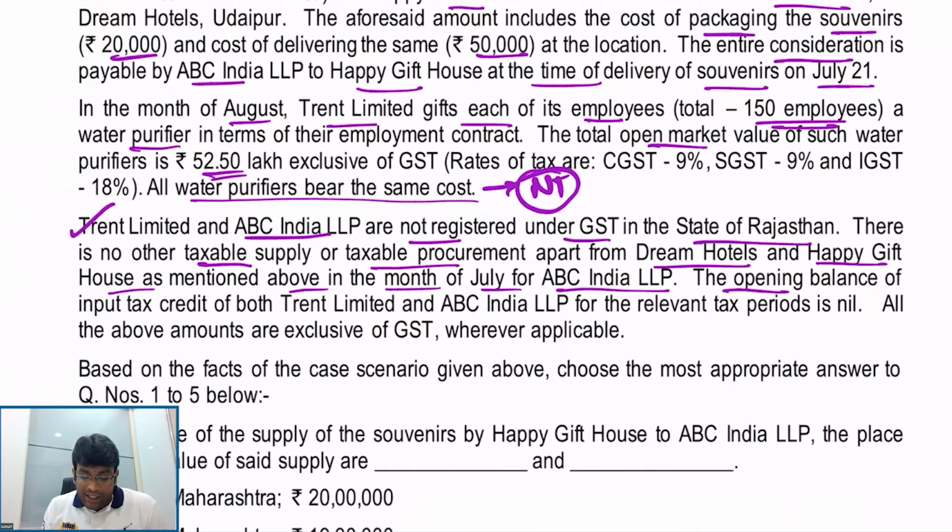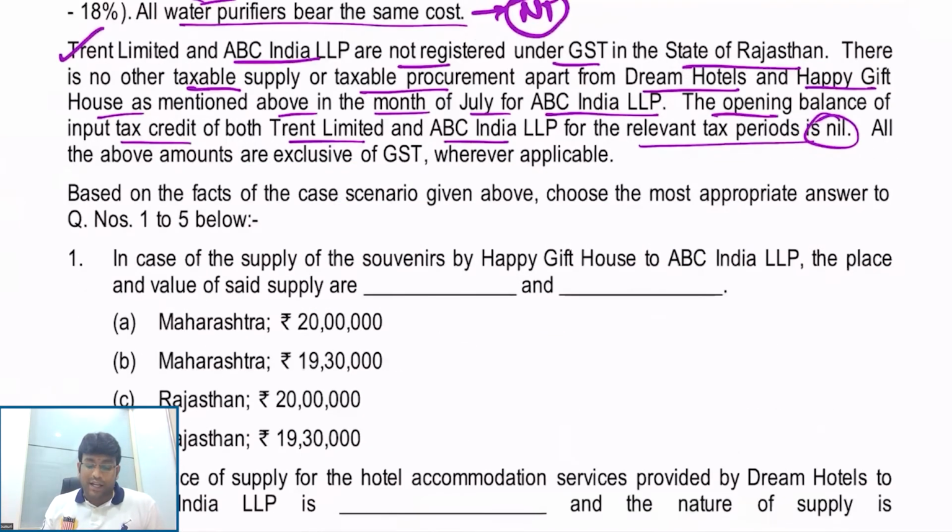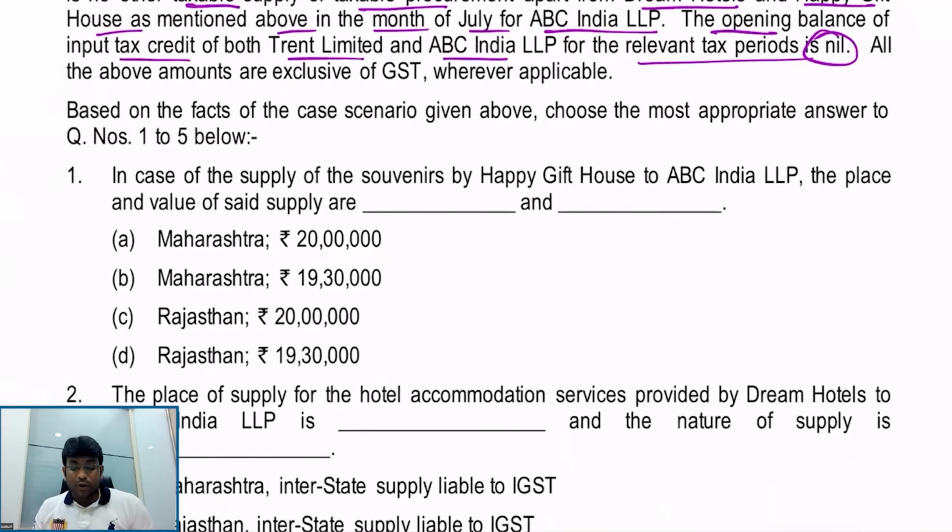Opening balance of ITC of both Trent and ABC for relevant tax period is 0. So there is no opening ITC. Whatever is there in this month, that only will be taken. So all amounts are exclusive of GST wherever applicable. So based on the facts of the case scenario given above, choose the most appropriate answer. Correct, my dear friends? Let's see now.